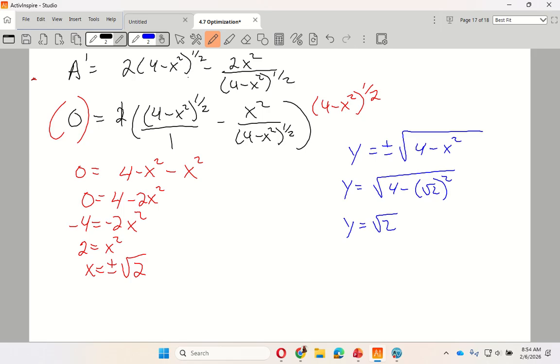And if I wanted to find the maximum area, it would be 2 times my x, which is rad 2, times my y, which is rad 2. So my maximum area there is going to be 4 units squared.